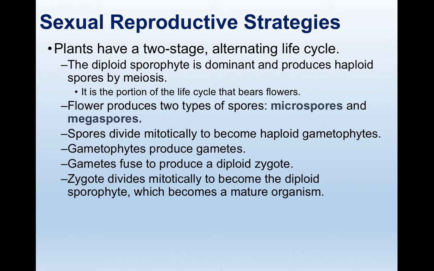Flowering produces two types of spores, either microspores or megaspores. Pretty obvious what those two mean. Microspores are very, very small. The megaspores are the larger ones. The spores actually divide through a process of mitosis to get the haploid gametophytes.